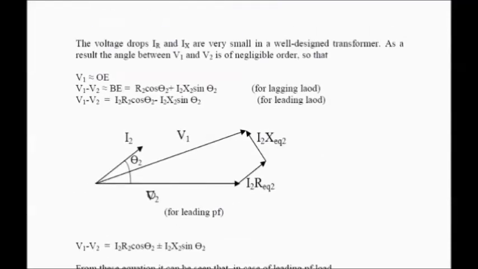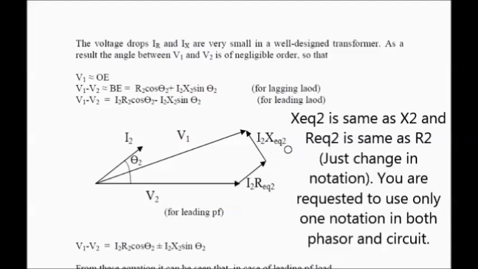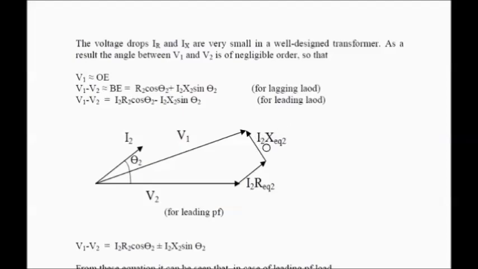So here is our V2. Then I will add I2 R equivalent to this V2, and again I add j I2 X equivalent. Since this has the j term with it, it will lead the I2 R equivalent by 90 degrees, and hence this will be your V1. So V1 is V2 plus I2 R equivalent plus j I2 X equivalent.